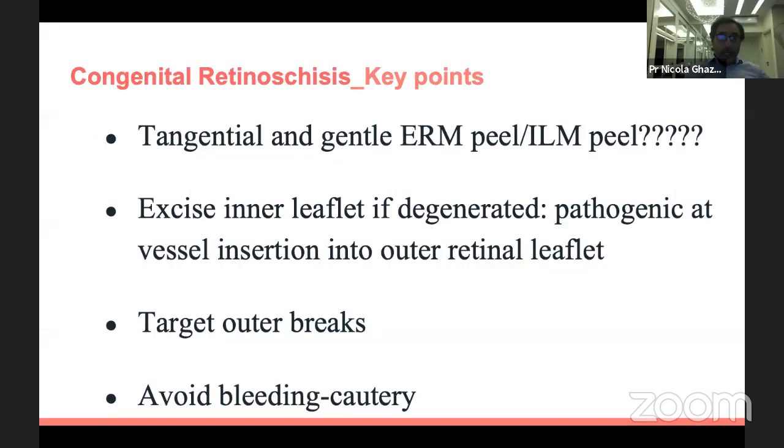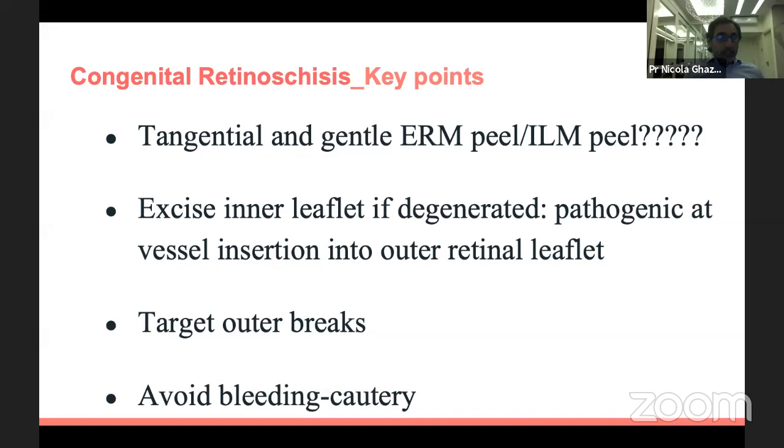So I'll close by this slide. The key points here are, as I mentioned, tangential and gentle epiretinal membrane peel. Remember, this is a dystrophic retina that lacks retinoschisin, which is important in intercellular adhesion. The idea that I battled with the most in this surgery was whether the ILM should be peeled or not. And as you know, the ILM represents the footplates of the Muller cells, which sandwich the retinal layers together. So I didn't want to weaken this dystrophic retina even more by peeling the ILM. This was my personal approach.